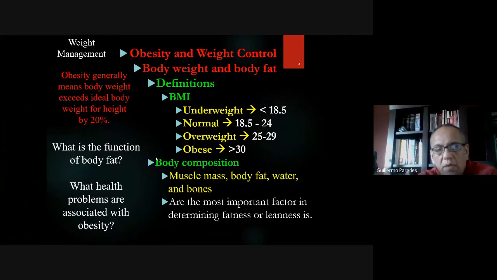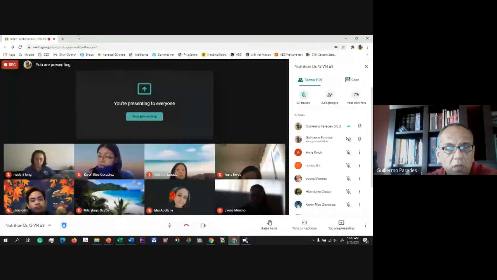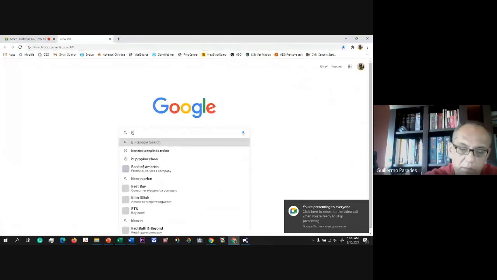Okay, so here we have the BMI categories. Underweight is less than 18.5. Normal is less than 25. Overweight is 25 to 29, and obese is 30 or more. So just remember, normal is below 25 and obese is 30 or more. In between is overweight.